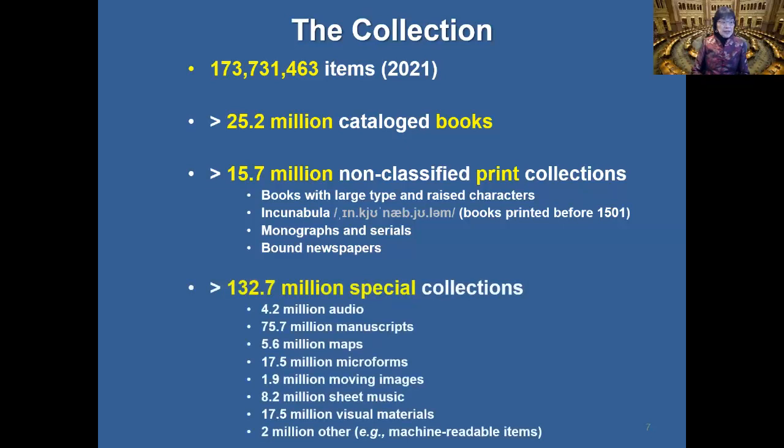In addition to this, the largest part of the collection actually is not traditional books. They have 132.7 million special collections, which include audio, manuscripts, maps, microforms, moving images, sheet music, other visual material, and 2 million others, which include especially machine readable items. So this is a gigantic collection.